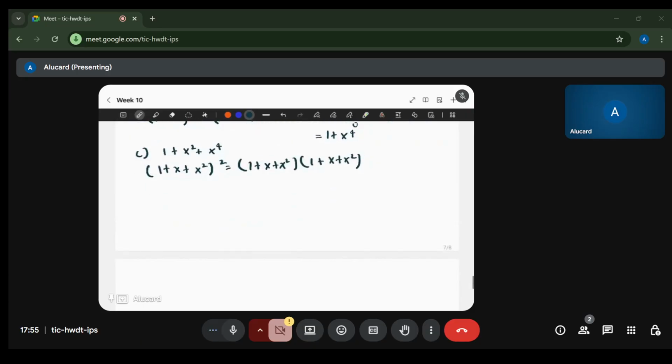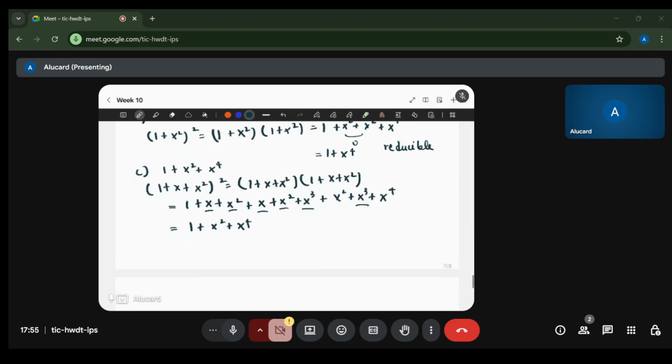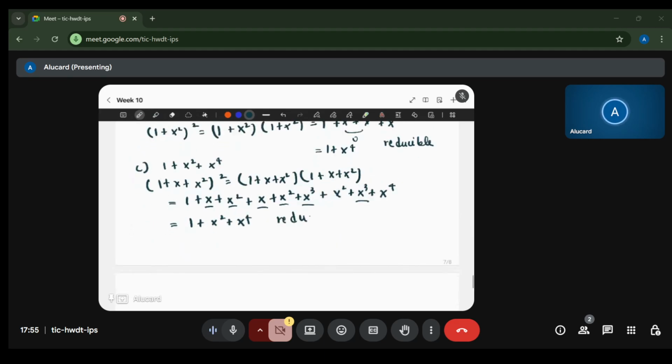So let me do this multiplication. This is 1 plus x square plus x square plus x cube plus x square plus x cube plus x power 4. Since we are operating in GF of 2, this x and this x cancel out. These two x squares cancel out. X cubes cancel out. And you are left with 1 plus x square plus x power 4. So 1 plus x square plus x power 4 is reducible.